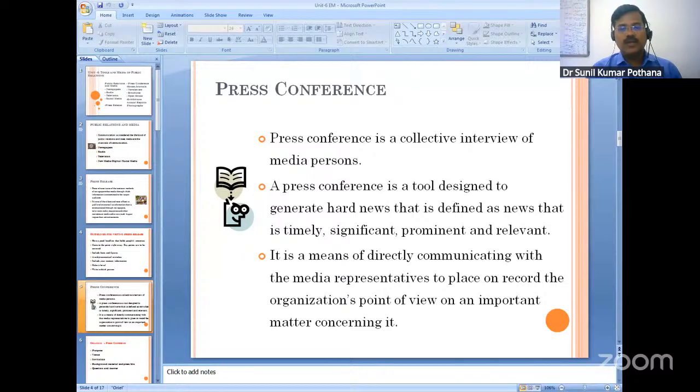Now coming to the press conference: how to conduct a press conference, and what guidelines have to be followed. Generally, what is a press conference? A press conference is a collective interview of media persons. Otherwise we would go to each media house separately and tell them our information, and that becomes stressful for us.